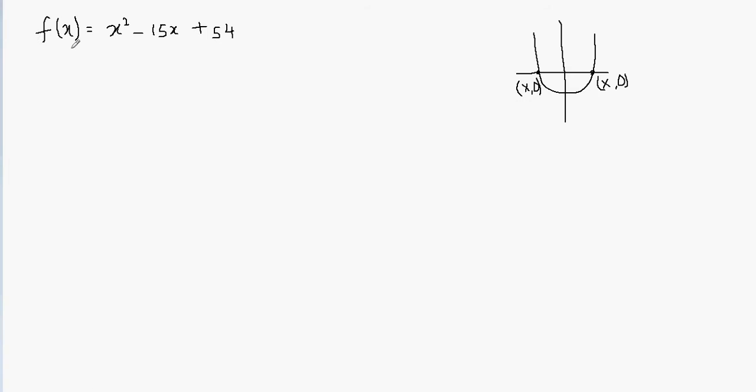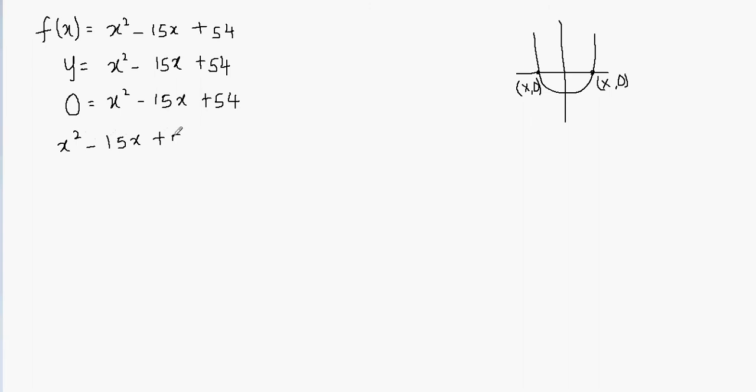And what is the y value here in this function? It's nothing but f of x. So I can rewrite f of x as y is equal to x squared minus 15x plus 54. And I know that when I have to find the zeros of the function, my y coordinate will always be 0. So this will be 0 is equal to x squared minus 15x plus 54. Now let's write this on the left-hand side: x squared minus 15x plus 54 is equal to 0.